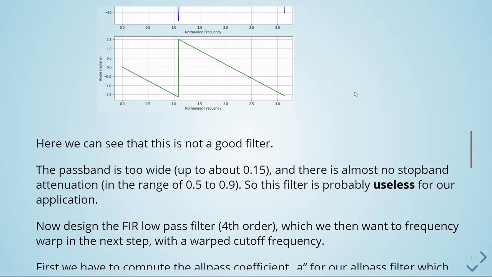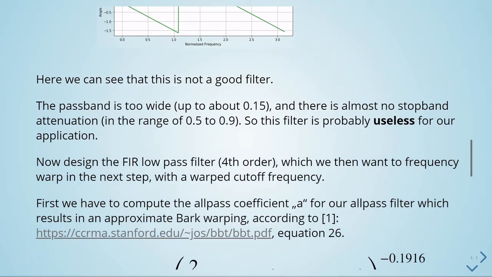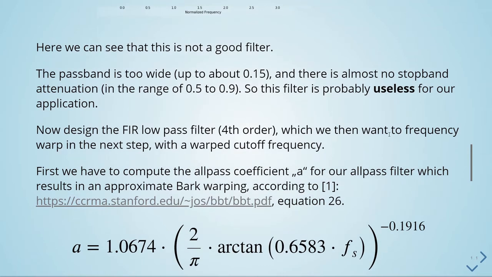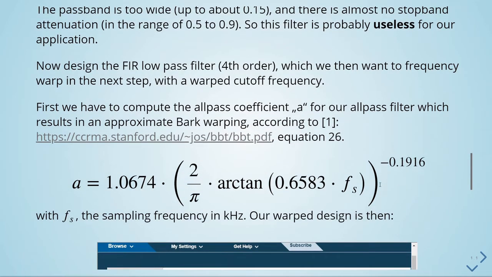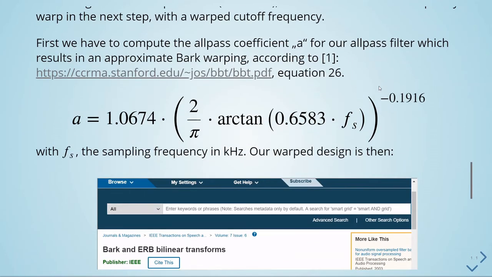So next step, we will design the FIR low-pass filter of 4th order, which we then want to frequency warp in the next step with a warped cutoff frequency. So first thing we need to do is compute the all-pass coefficient for our all-pass filter, which results in an approximate Bark warping. So this equation here comes from this paper, Bark and ERB bilinear transform. It's equation number 26. You can download this paper from this link here.